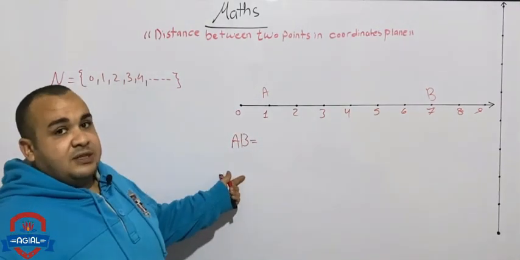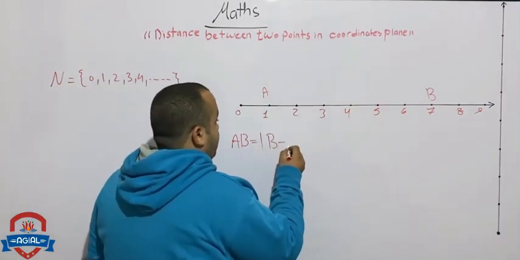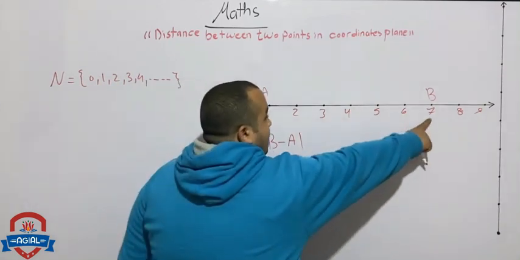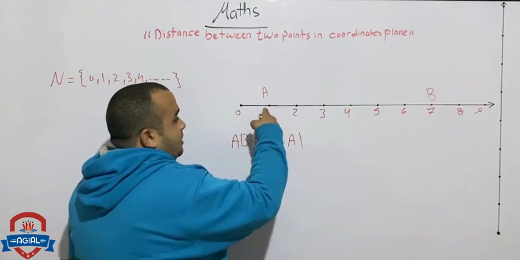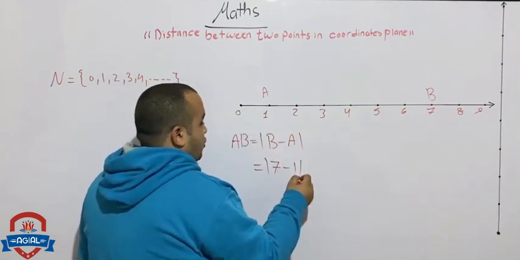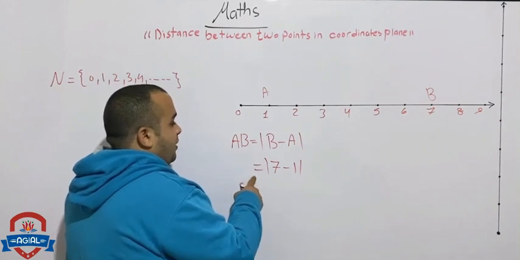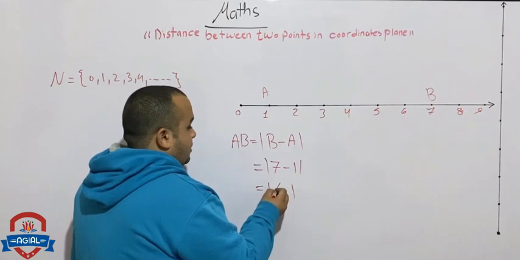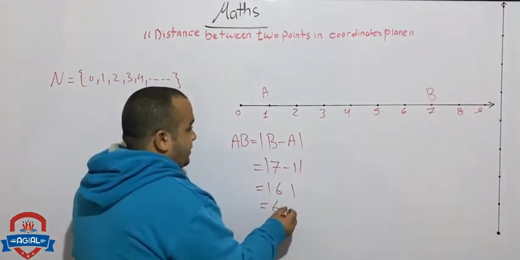The length of line segment AB equals the absolute value of B minus A. B equals 7 and A equals 1. So the length of line segment AB equals the absolute value of 7 minus 1. 7 minus 1 equals 6. The absolute value of 6 equals 6.